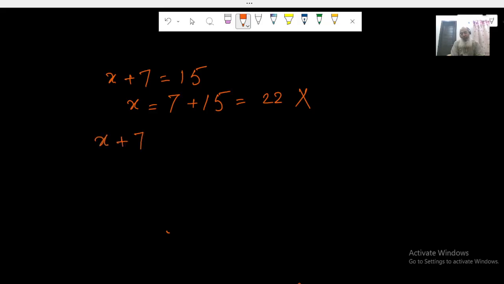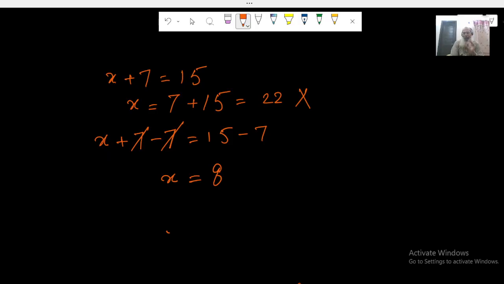x plus 7 minus 7 is equal to 15 minus 7. So plus 7 is cancelled by minus 7, so x is equal to 8. So don't think of it as moving, that we are moving 7 to the other side. This is only a trick. We usually think that we are moving.